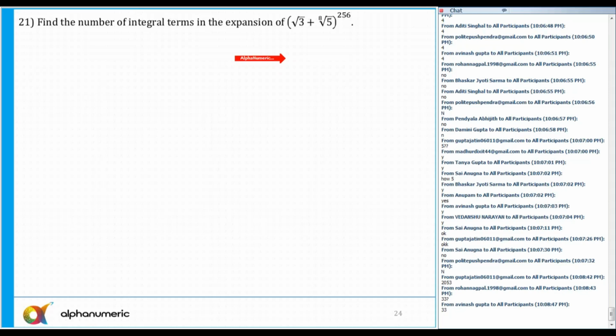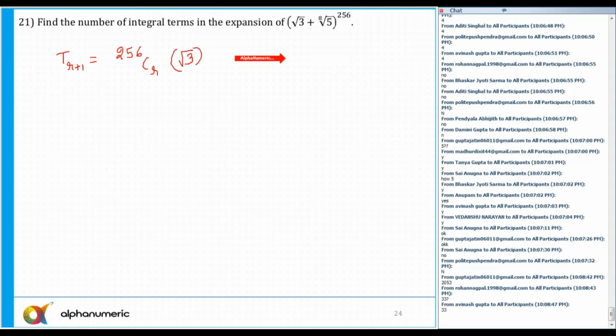Okay, that's right. Now, we can use the binomial approach, or you can use a lot of ways here. The question is to find the number of integral terms. So there will be a general term, T(r+1), that is nCr, that is 256Cr into x raised to power n minus r.